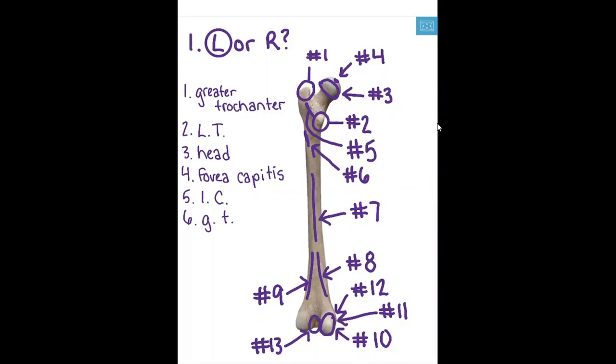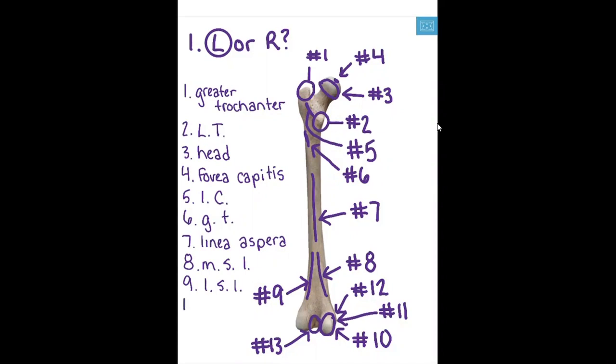Okay, number 7, we have your linea aspera. Number 8, we have your medial supracondylar line. 9 is your lateral supracondylar line. And again, for spelling, you can always refer back to your full bone sheet. I just don't think I have the room to write out all these words.